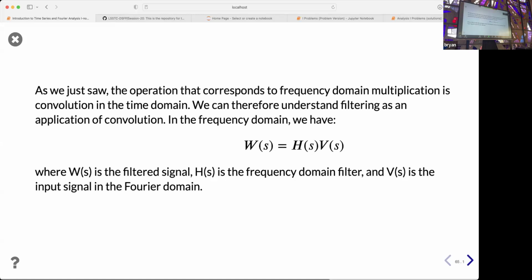As we just saw, the operation that corresponds to frequency domain multiplication is convolution in the time domain. So we can understand filtering as an application of convolution. In the frequency domain, I have some new signal, W of s, and that's going to be equal to some filter function that I'll define times some function in the frequency domain that I'm interested in. So some input signal, right? The Fourier transform of some input time series times some filter gives me some filtered function.